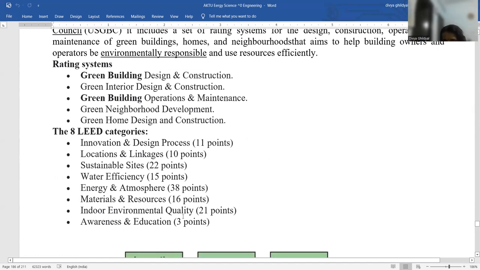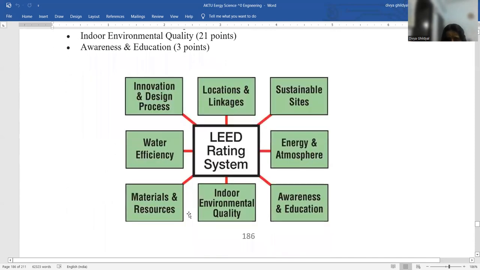If you are not able to remember these marks, no problem. You just mention them: the innovation and design process, location, sustainable site, water efficiency. This is like your mark sheet score has been divided on this basis. And accordingly, you are getting marks for your building. So, see, LEED rating system has these major considerations before giving marks to a building. Water efficiency, innovative design process, like suppose chimney, whether chimney is there in the kitchen or not. If chimney is there, it will reduce pollution in the environment.